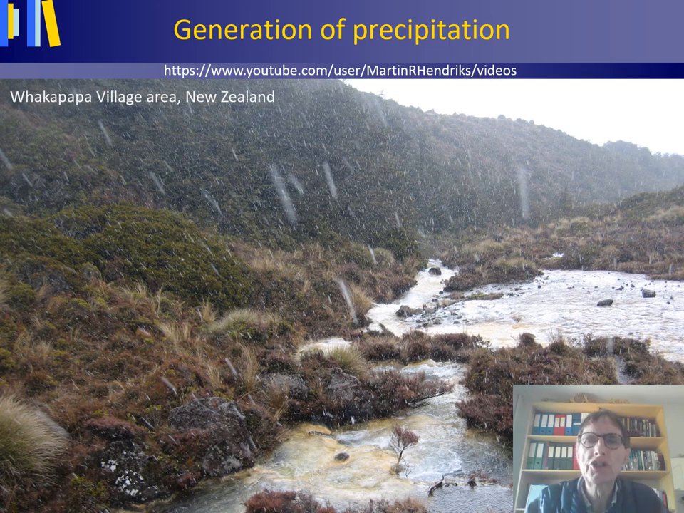This short video lecture is on the generation of precipitation by rising, expansion, and cooling of air, and the formation of clouds by condensation. Two main processes are described.